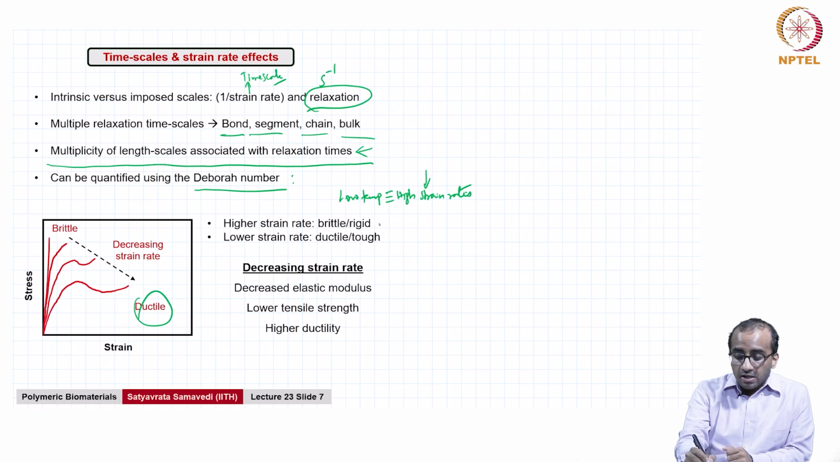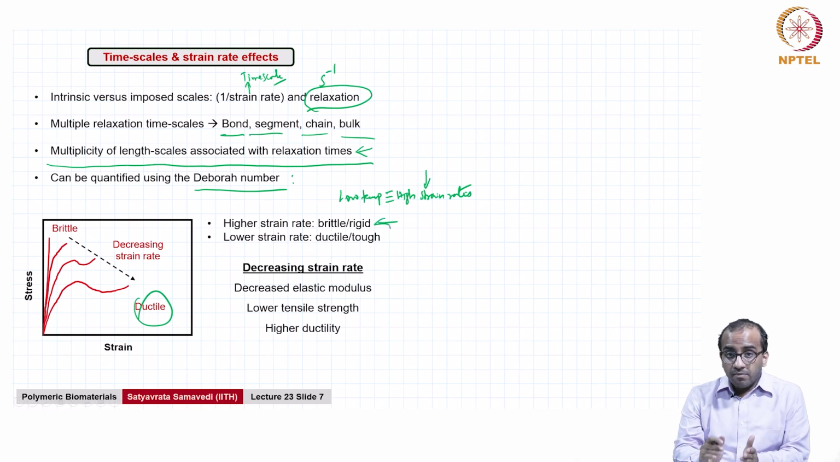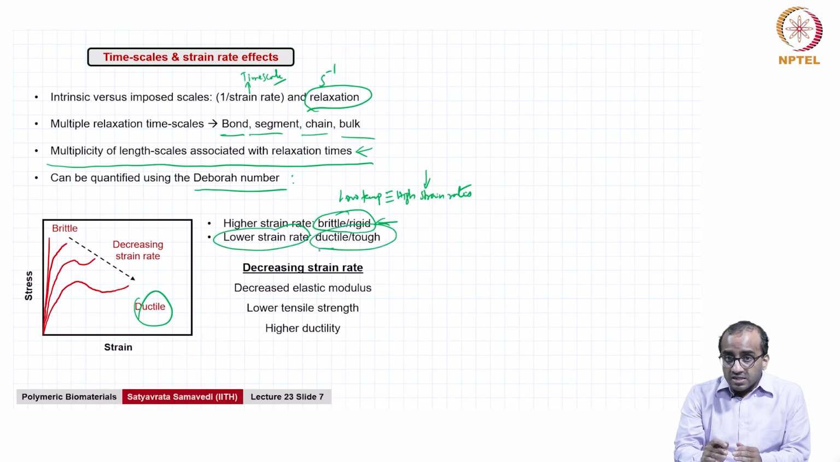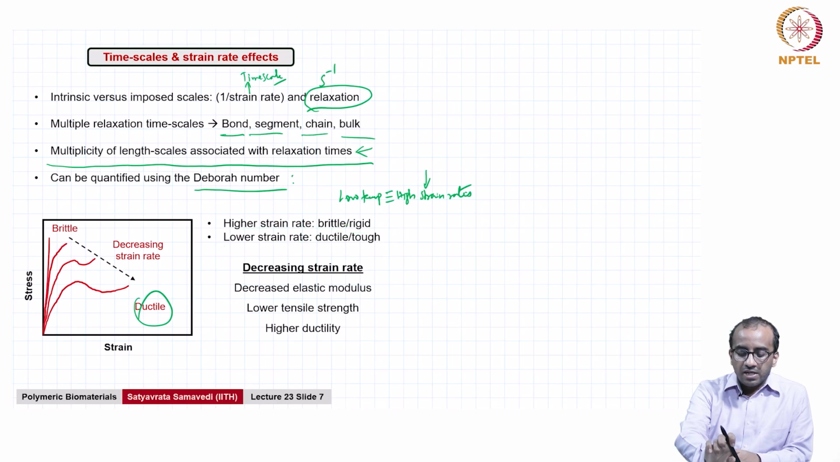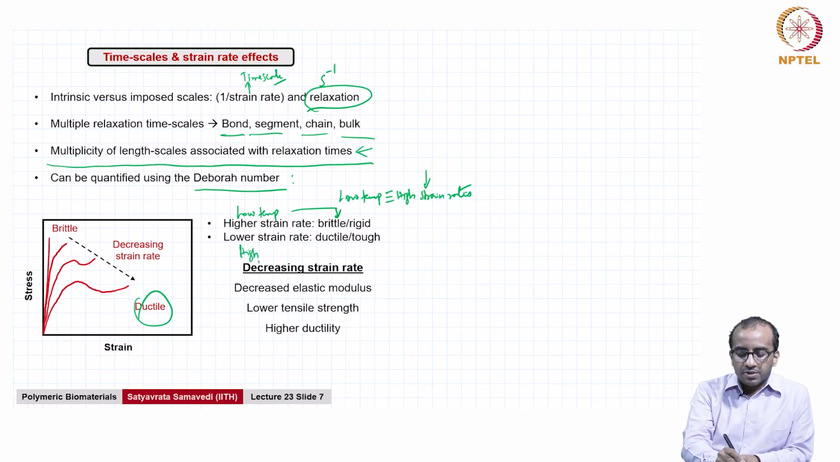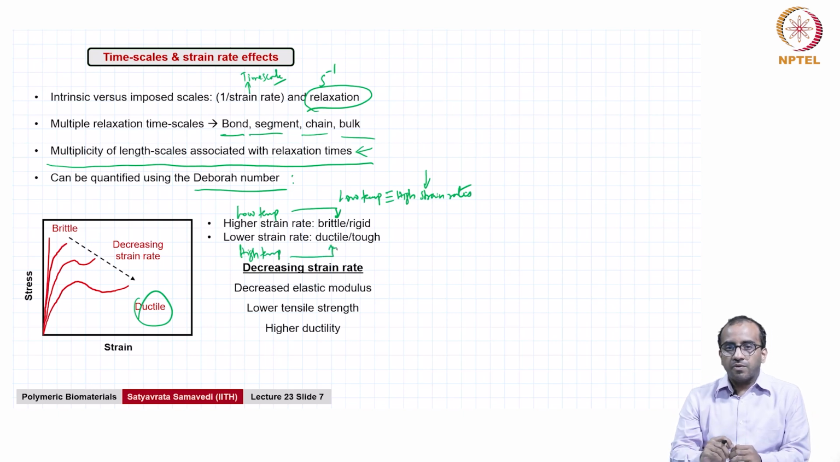So, that is why we are saying for a very high strain rate, the same material can behave like a brittle and a rigid material, and for a much lower strain rate, the same material can behave like a ductile and a tough material. Now, this is exactly what we said about the effects of temperature, but the inverse. There we saw that at very low temperatures, you see this kind of behavior based on whether it is above or below Tg, and at high temperatures, particularly if it is above Tg, you will get this ductile or tough responses.